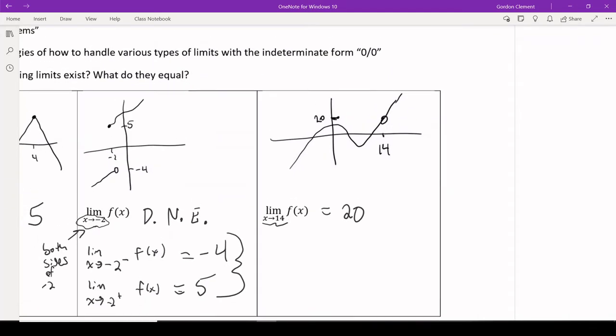So even if there was a dot up here where it was kind of filled in, the limit would still be 20. Because on both sides of 14, but not at 14, we're close to 20.